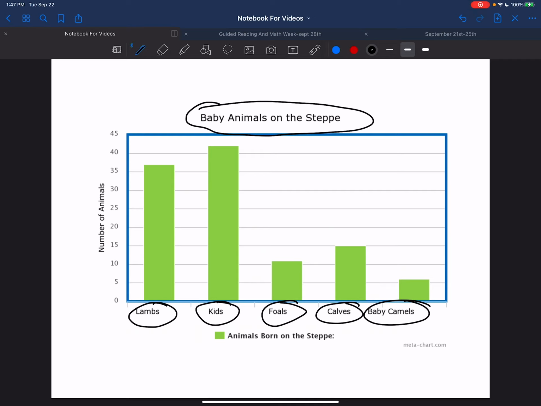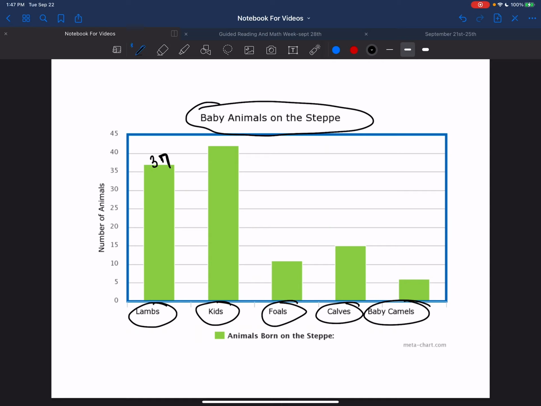Okay, so let's look at lambs. How many baby lambs are on the steep? I see that it's a little bit past 35, but it's not quite 40. So I'm going to have to pick a number that's just a little bit past 35. So I'm going to say maybe 37. And notice I wrote 37 above the bar. That is the strategy that I have been teaching you in class, is to write that number above the bar because it'll help you when you go to solve word problems.